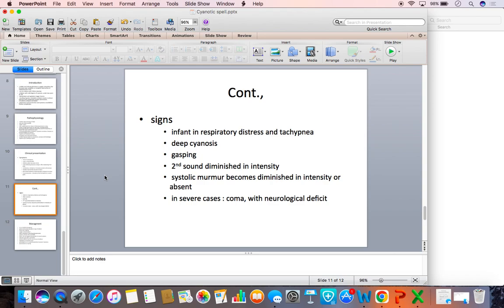And the systolic murmur that you hear normally in the tetralogy of Fallot will be absent or diminished in intensity. And the child may be in coma with some neurological deficit in severe cases.